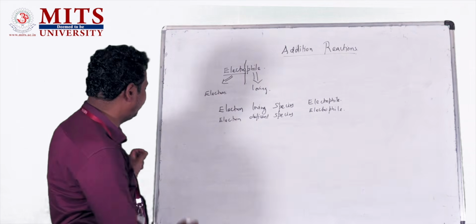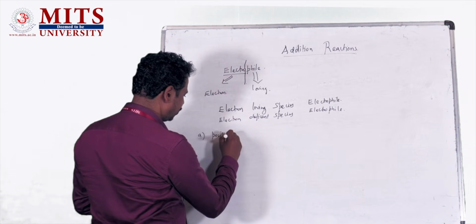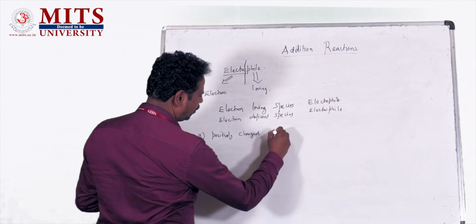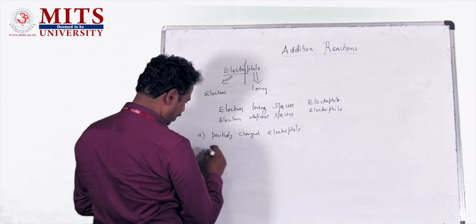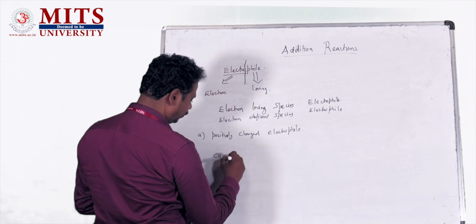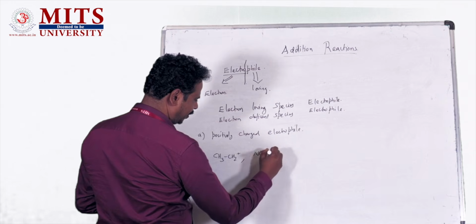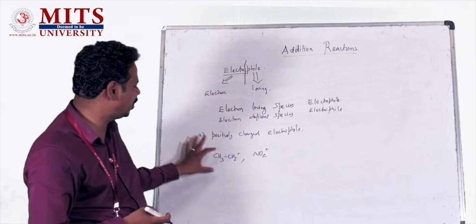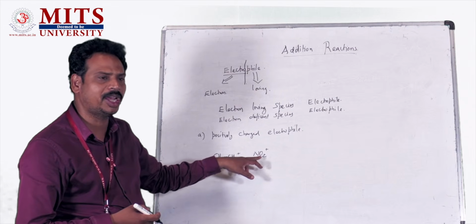Examples, it can be further classified as positively charged electrophiles. Examples are the carbocations, the carbon having a positive charge, and NO2 plus. So this is our positively charged electrophile examples.